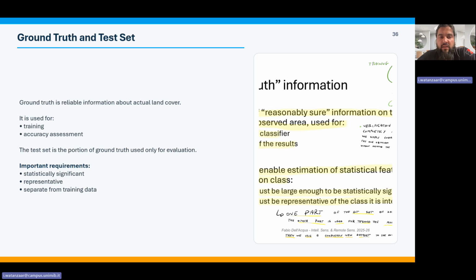And the test set is the portion of the ground truth used only for evaluation, because here we are evaluating the pre-trained model and looking at how it is working. Is it classifying the new earth observation data correctly or not?